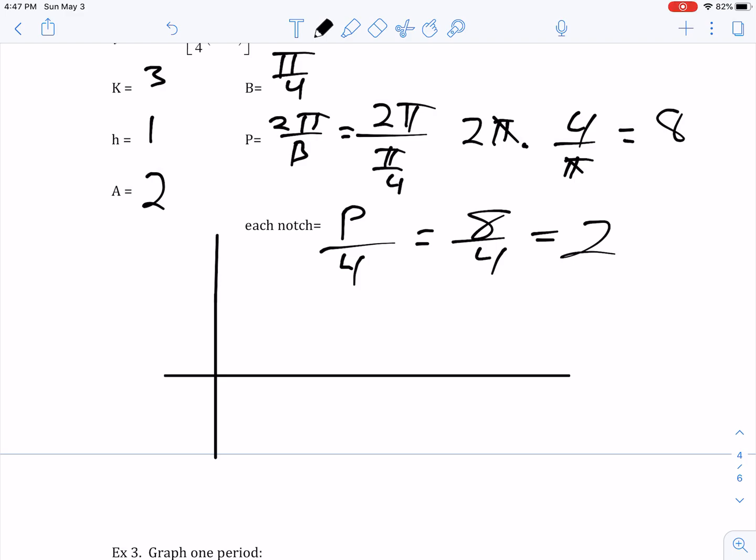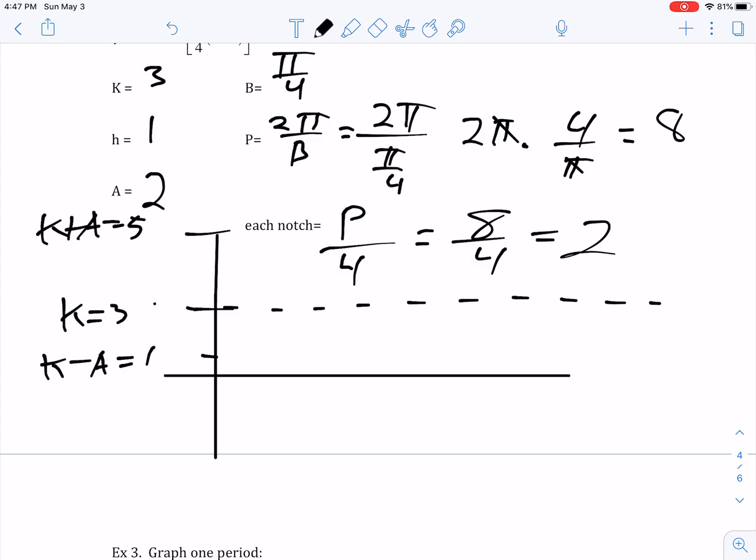What's our k? K is at 3. I'm just going to mark it, call it 3. K equals 3. I want you to say it just like that. K equals 3. What's our amplitude? Well, it's 2. So up here at the top, k plus a equals 5. Down here, k minus a equals 1. Right? Dash the midline.